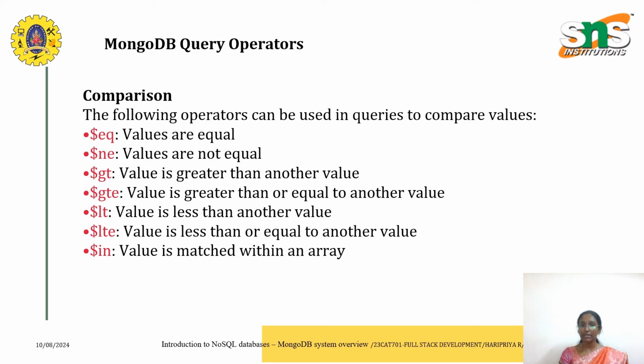The gte means greater than or equal to another value. So lt means less than another value. LTE means less than or equal to another value. The last one is dollar symbol in, meaning the value is matched within an array. So these are the things we will incorporate in your update documents or insert documents. Clear? You have to use these methods to work on your databases.